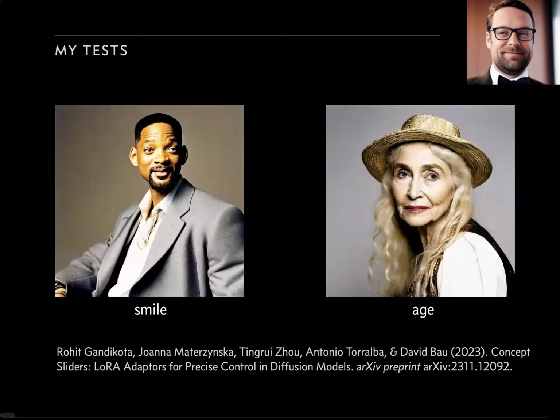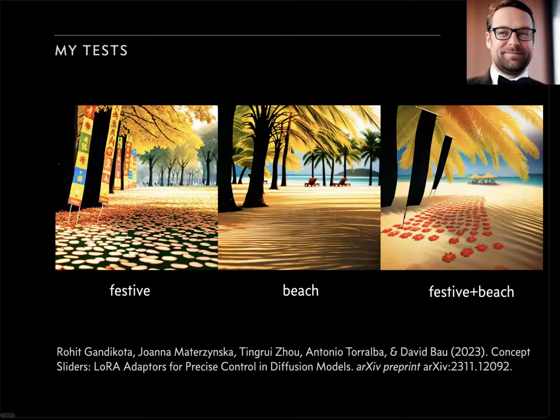On the left side, I'm trying the smile slider, and on the right side, the age slider. You can see how Madonna would look without plastic surgery. It's quite interesting because it's really quite localized. If you look at Will Smith, some things happen to his arm, but mainly most of the changes happen only to the face and only to the portion which affects smile. Here I also tried a combination: a festive slider and a beach slider, combined together. You can see it works.